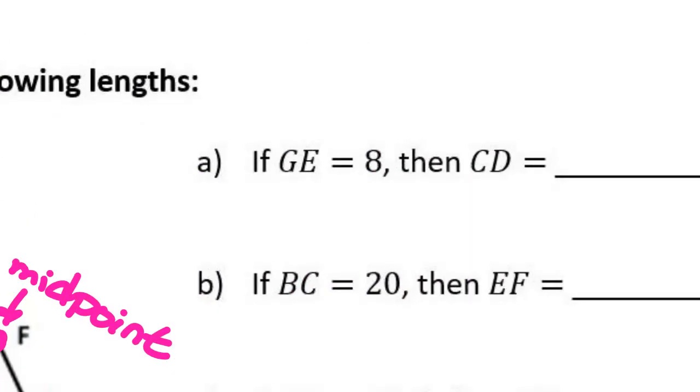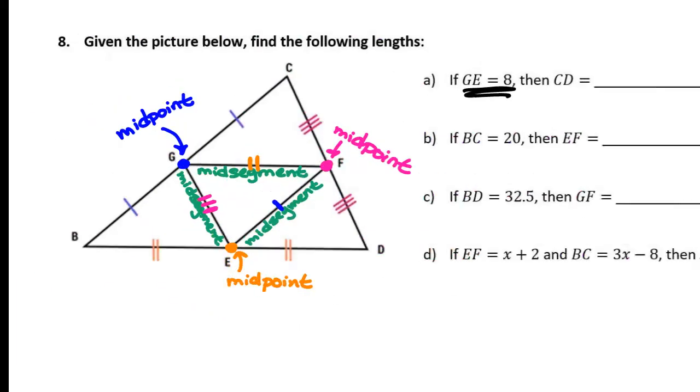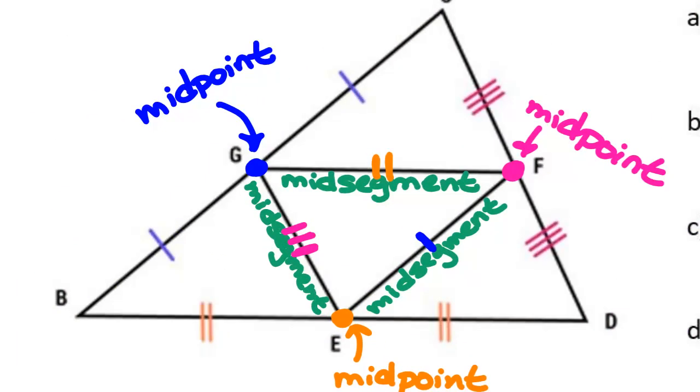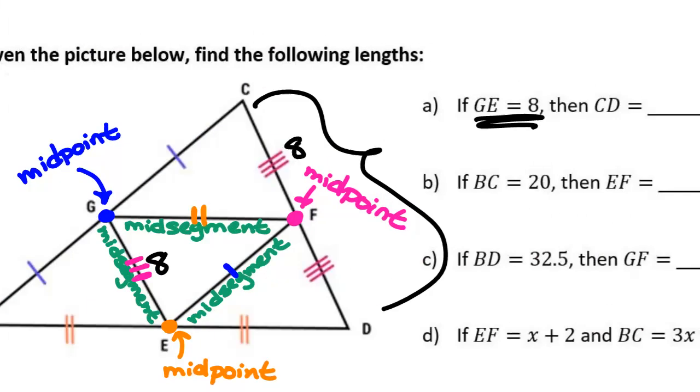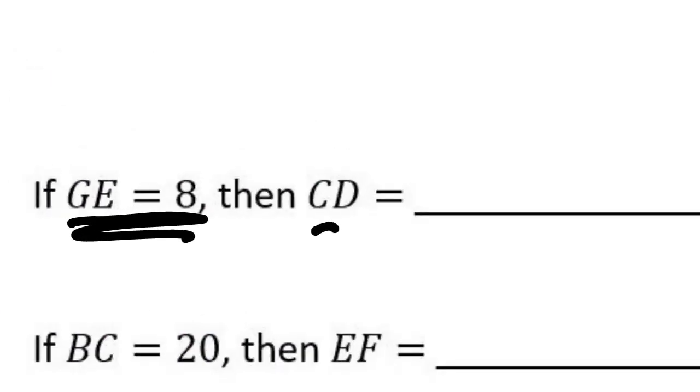If GE is equal to 8, so this guy right here, if that is 8, how big is CD? Right over here. 16, because this would be 8 and 8. So together that would be 16. 2 times 8.